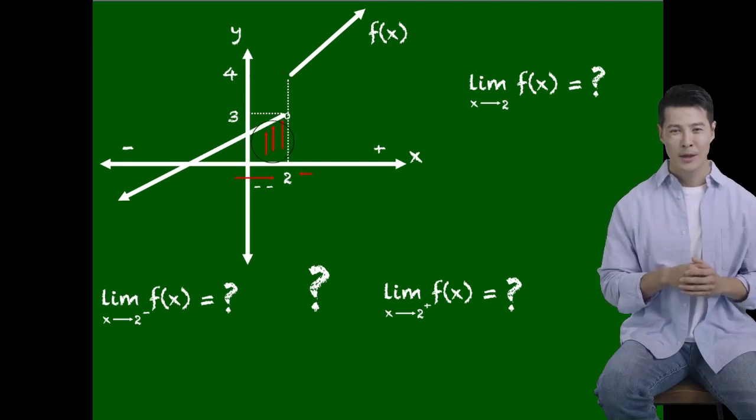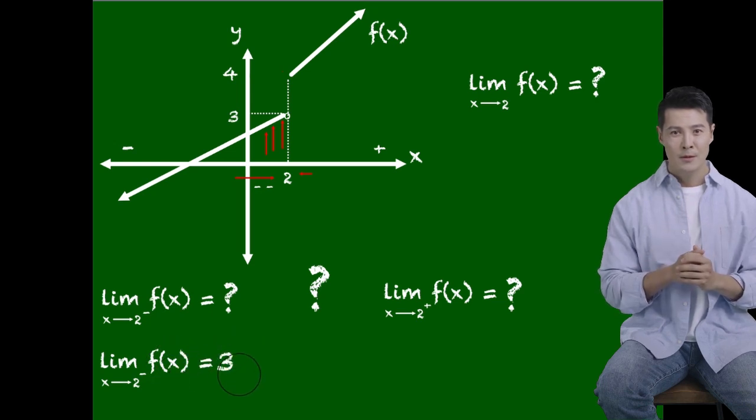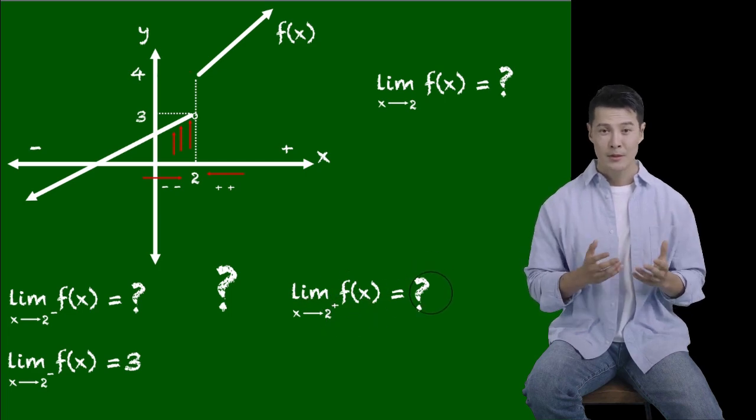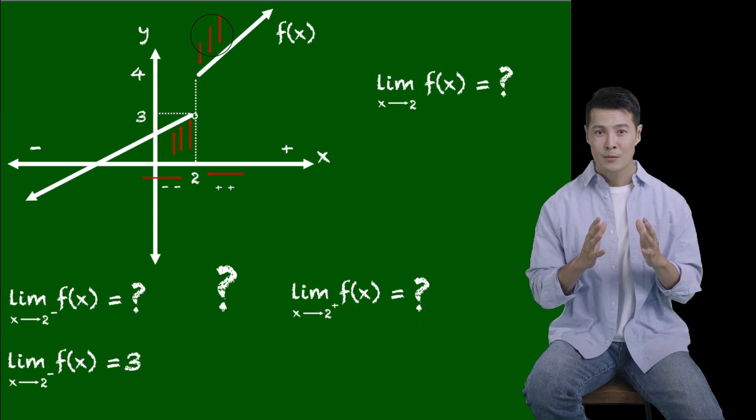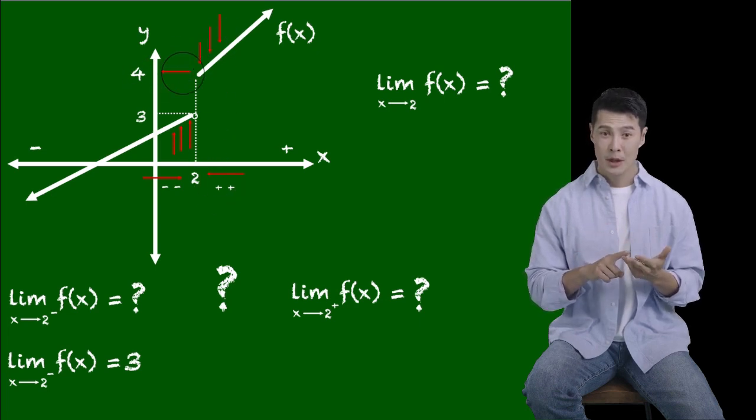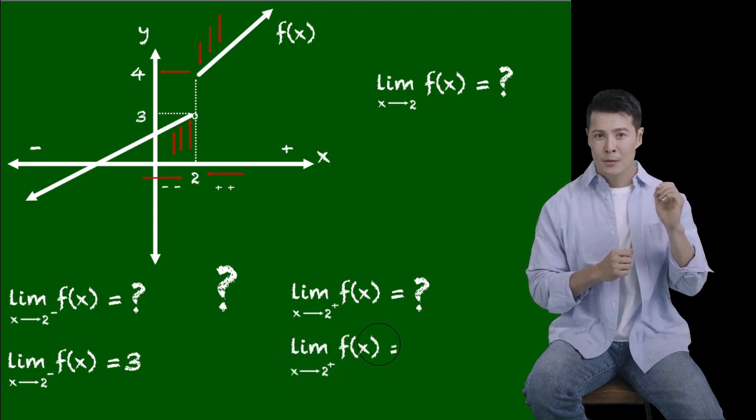Let's start by looking at the graph as x approaches 2 from values less than 2. Observe how the function behaves as we get closer to 2 from the left. We can see that the function values approach 3. Now, let's solve for the limit as x approaches 2 from the right side. Look at the graph as x approaches 2 from values greater than 2. Observe how the function behaves as we get closer to 2 from the right. The function values get closer and closer to 4.